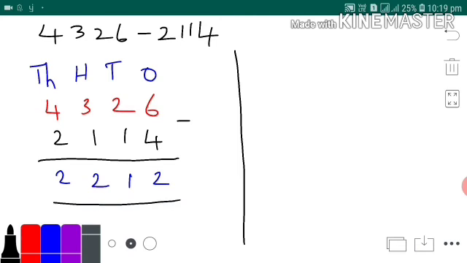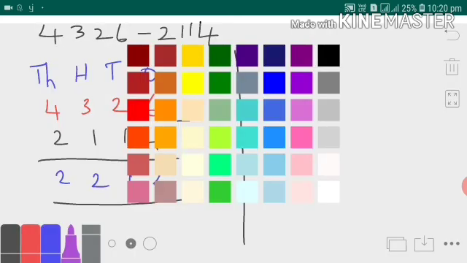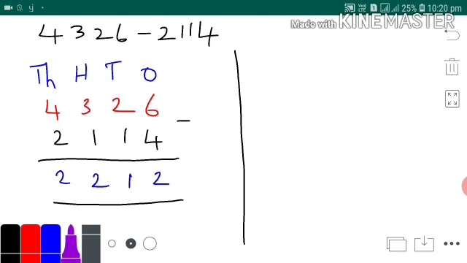Now what we have to find out is whether this subtraction sum is right or wrong. So how do we check whether my subtraction is right or wrong? What you have to do is add the difference and the smaller number. If you add, you have to get the bigger number. If you get the bigger number, then your subtraction is right.